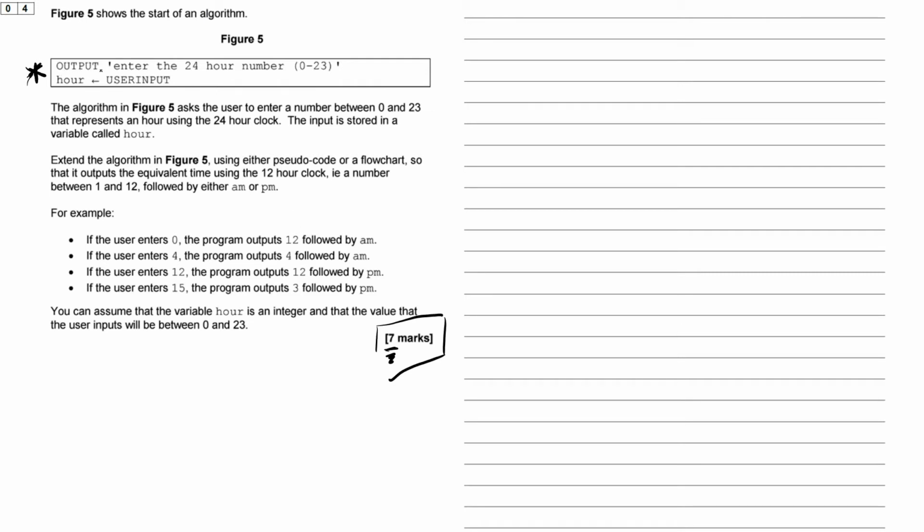We've already got this start bit, which gives the user the instructions and it stores something in a variable, and then it wants to output something on the screen. So we know we're going to need output again, and it's also giving us some clues here. Hopefully you'll recognise that word there, if.